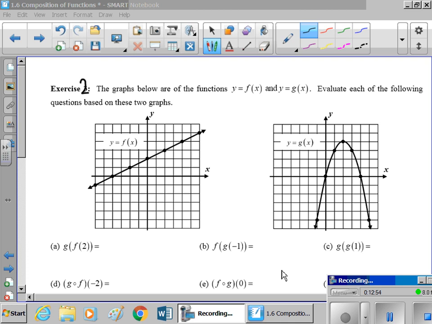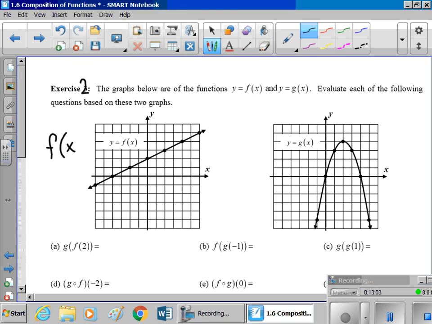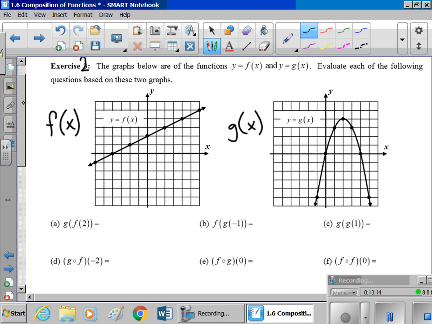But anyway, exercise 2. The graphs below are of the functions y equals f of x and y equals g of x. Evaluate each of the following questions based on these two graphs. So here we go again with these graphs, and this is a little bit more complicated sometimes than doing it with the equations. You have to flip-flop back and forth. So what we're going to do is look at A where it says g of f of 2. So which one are we starting with? We're going to start with that f of 2 in the middle.